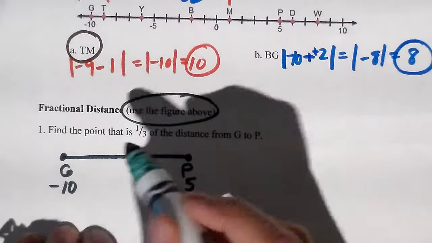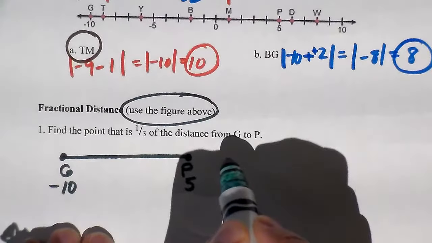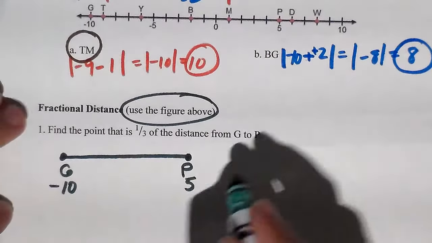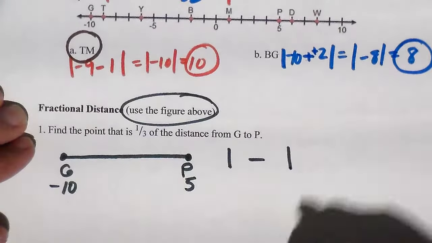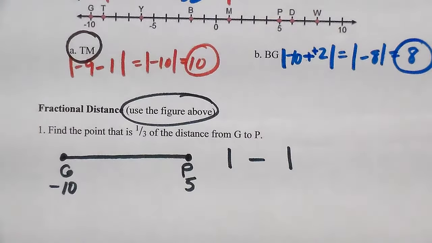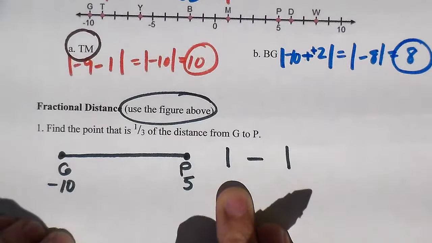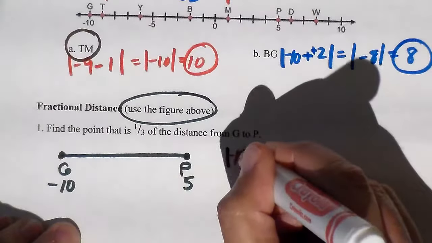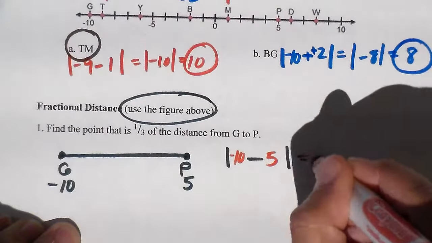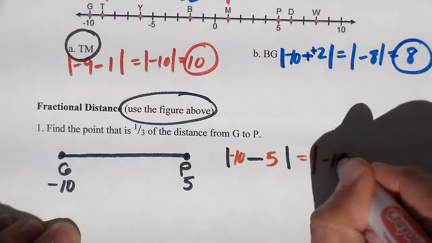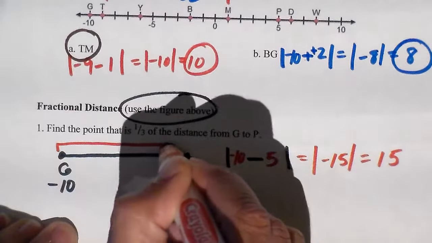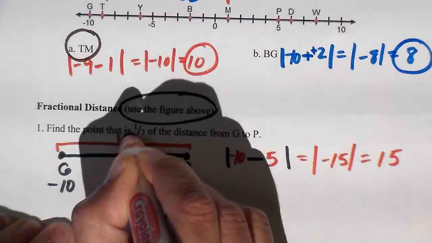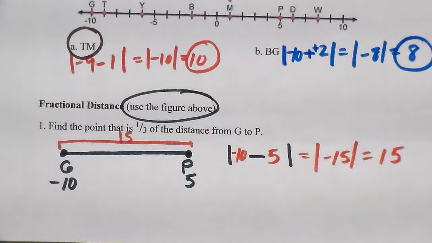Okay, so anyway, find the point that is a third of the distance from G to P. First of all, let's find out how far G and P are apart. Remember, the distance is the absolute value of the difference. Always write the formula, and then I've got -10 and 5. -10 minus 5 is -15. The absolute value of that is 15. That means that these two are 15 units apart.